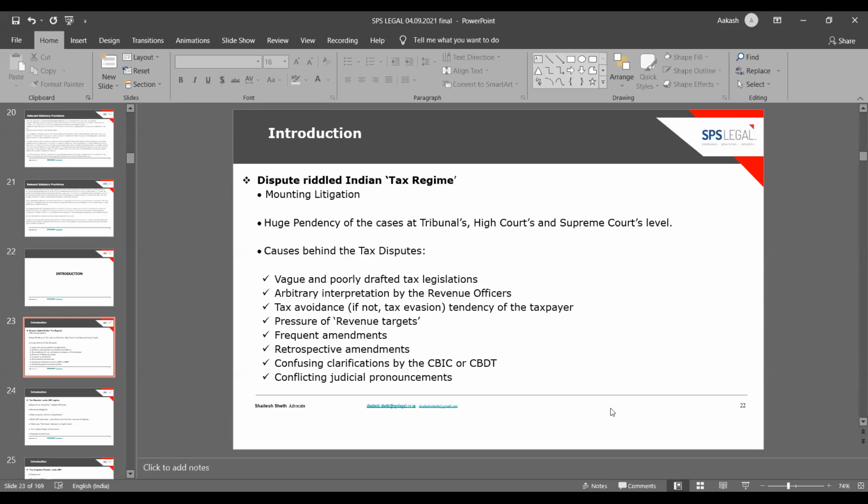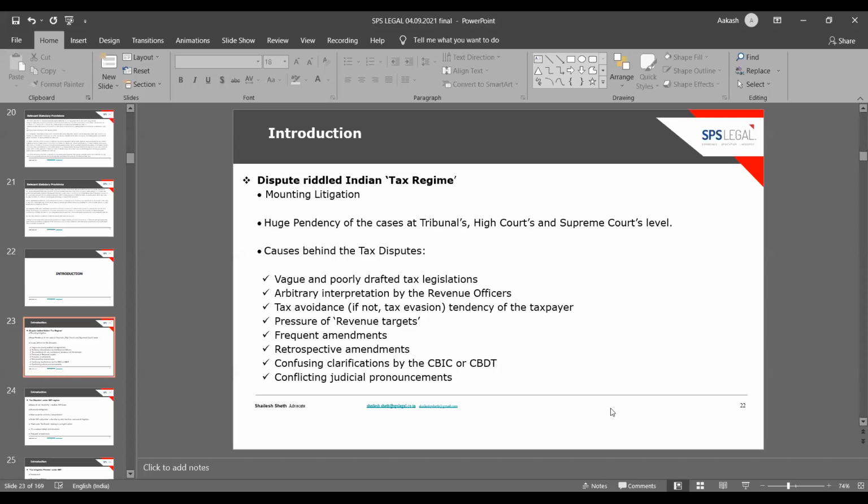Then frequent amendments. We are witnessing this already in the just 4 years short lifespan of GST. If one would really get into the original law, particularly on the implementation aspect, procedural aspect, returns related aspects, what was the original provision and how many times they have been amended, one would really get lost in this jungle of amendments. Then the all pervasive retrospective amendments.